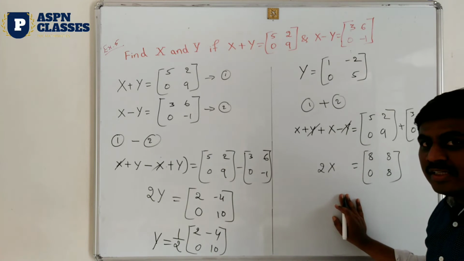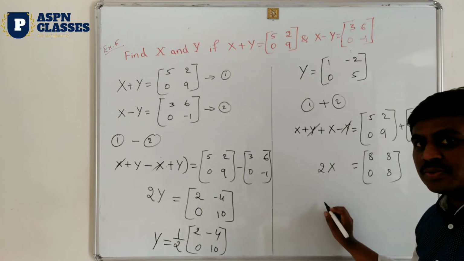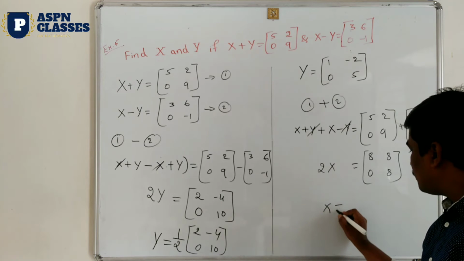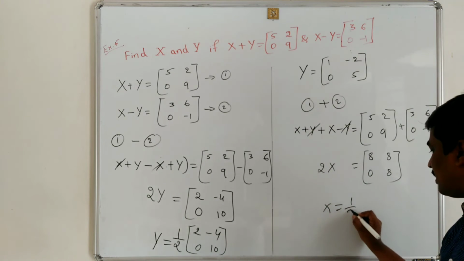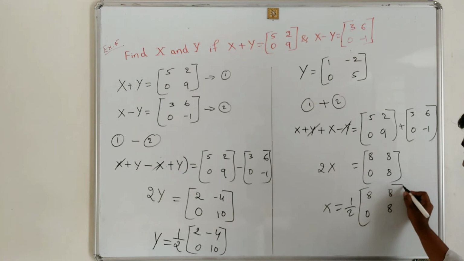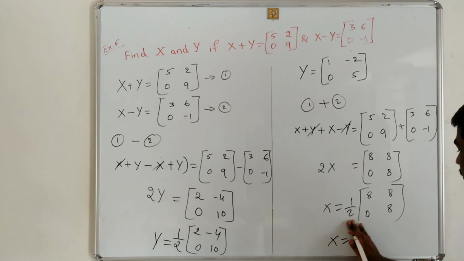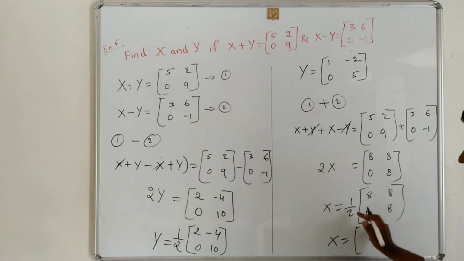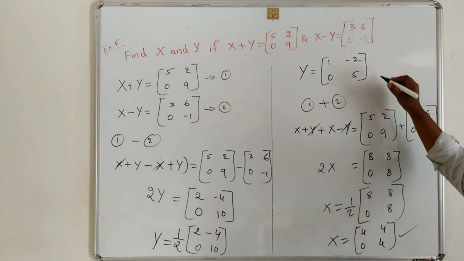Then what you get finally here, 2x is equal to this matrix. Then x is equal to, you can write again 1 by 2 multiplication, shifted to this side, 1 by 2 times 8, 8, 0, 8. Then 2 also divides here, x is equal to 8 divided by 2 means 4 is the answer, 4, 4, 0, 4. So this is your x and this is your y.